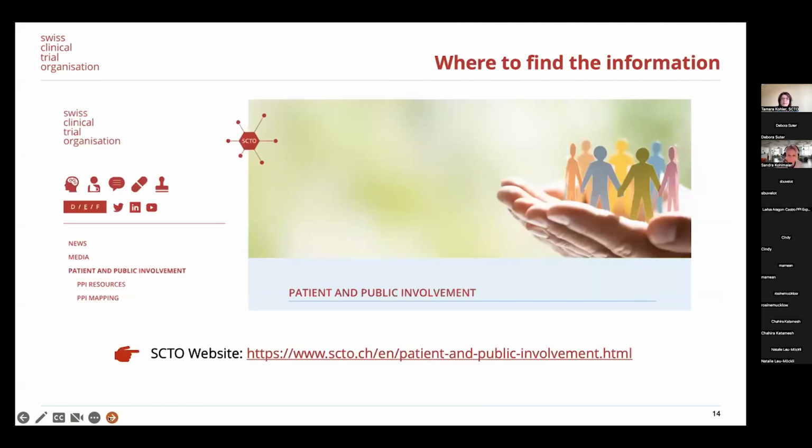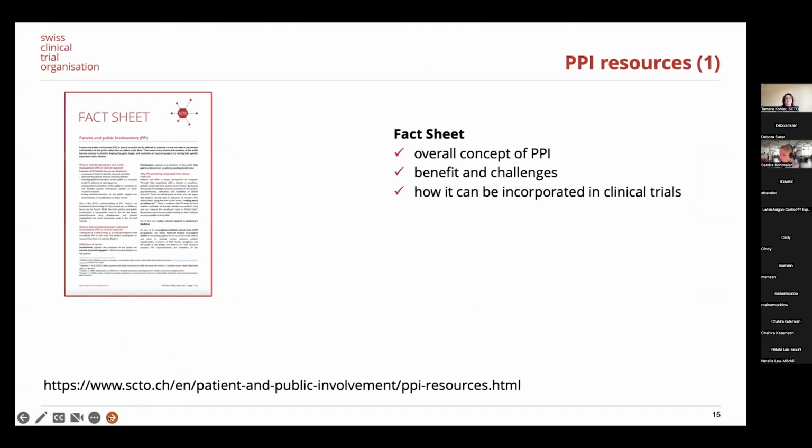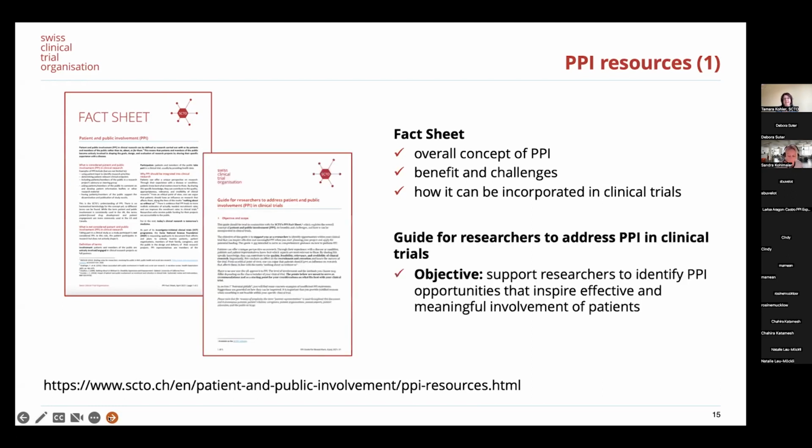Where can you find more information on patient and public involvement? We do have a dedicated section on PPI on the SCTO website. There you can find PPI resources with the information that I just explained. For example, the PPI fact sheets, which contain an overall concept of PPI, address the benefits and challenges, and how PPI can be incorporated into clinical trials.